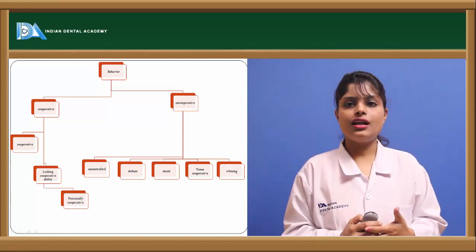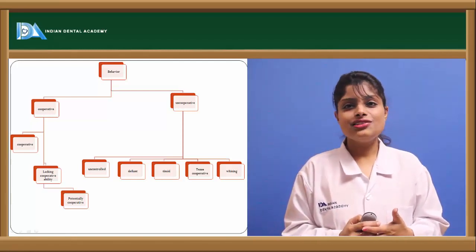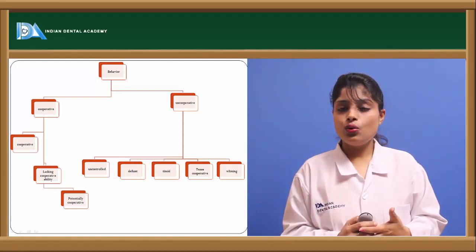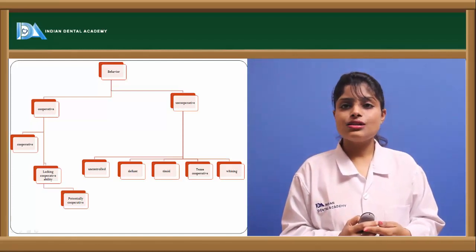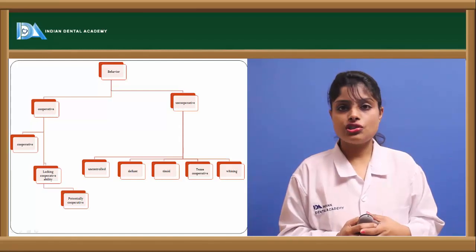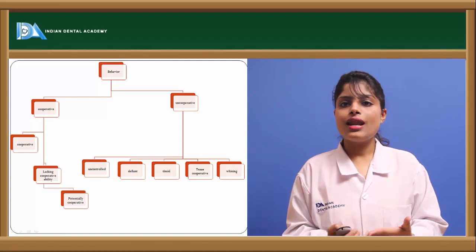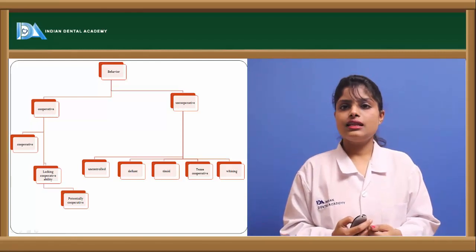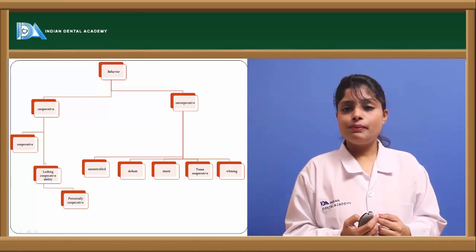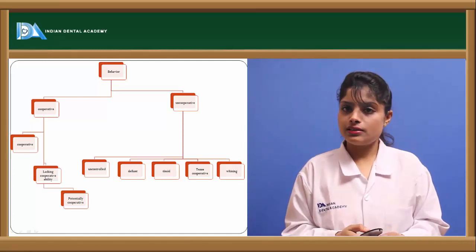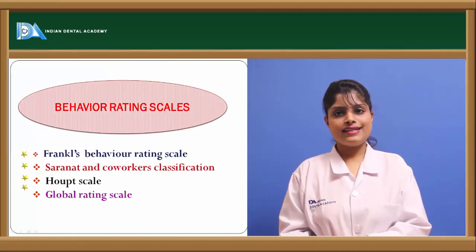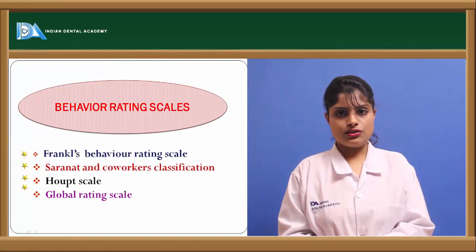Now, what is a stoic child? A stoic child is generally a battered child, or a child who has been mentally or physically abused. Such a child will submit to the dentist and accept the dental procedures easily, but without any complaint or expression on the face.